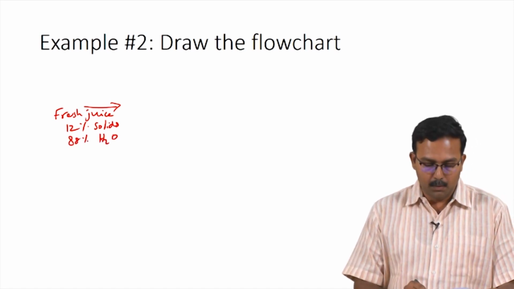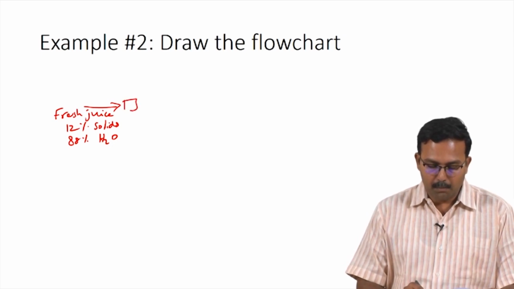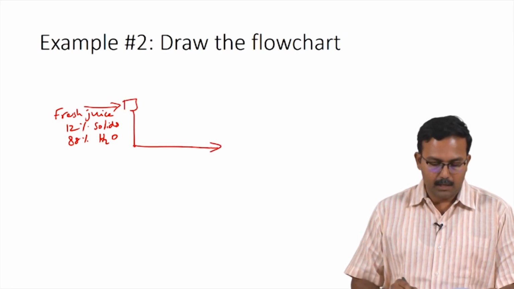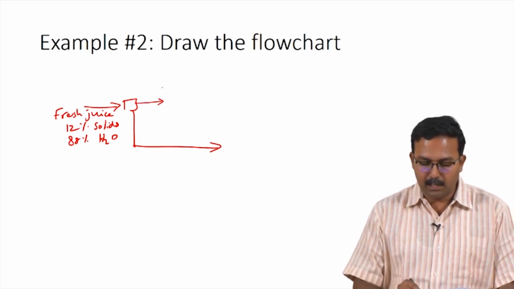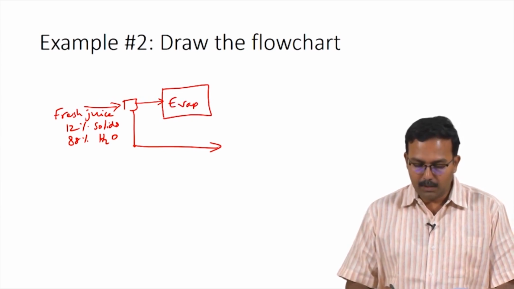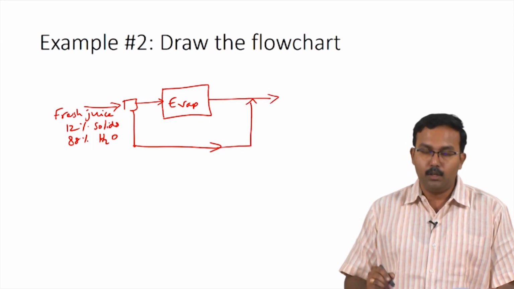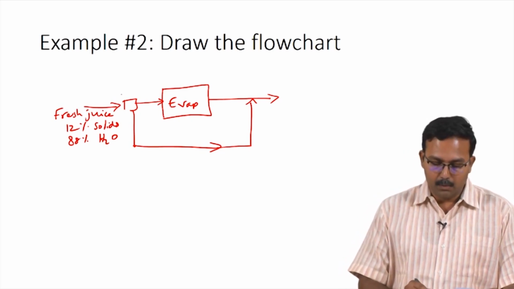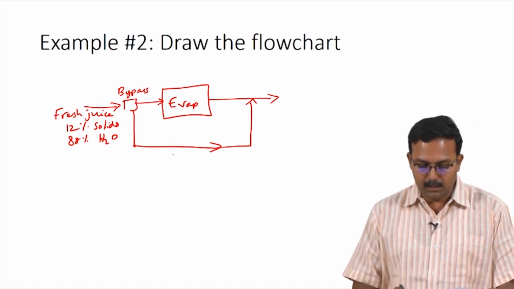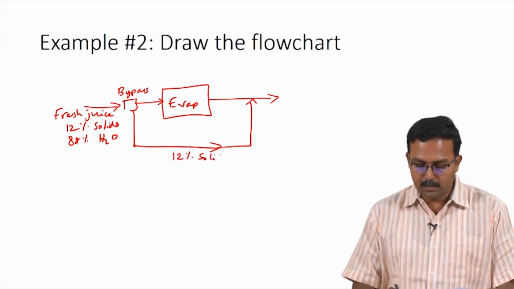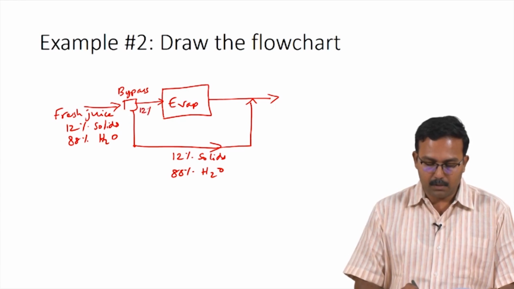So, this is now separated probably by a splitter, and some of it bypasses the evaporator while the rest enters into the evaporator, and whatever is coming out bypassing the evaporator is mixed with the product from the evaporator to produce the final product. So, now this position would be the bypass. So, this is the splitter. Considering this to be a splitter, you would have 12% solids and 88% water in all these streams. This would also be 12% solids and 88% water.